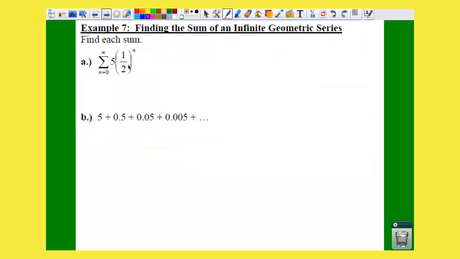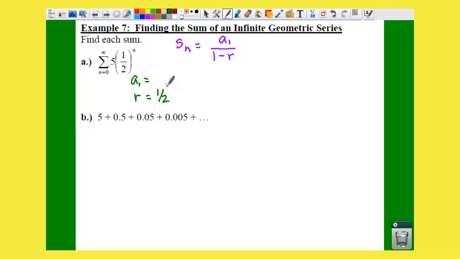So if we look at example 7, and if we want to find this sum, we're going to say S sub n is equal to a sub 1 over 1 minus r. Then we need to identify our a sub 1 and our r. So your r is going to be just the 1/2, which is attached to the n. It does not include the 5.